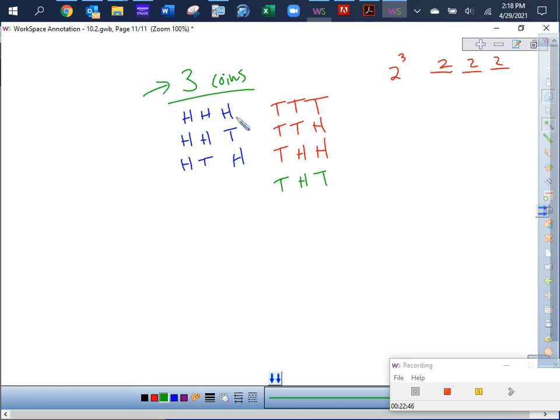If there were 4 coins, you'd have to write 4 letters in that situation and figure out how many possibilities. There should be 16 different outcomes. That's the sample space. So that'll help you if we haven't talked about flipping coins yet in class.